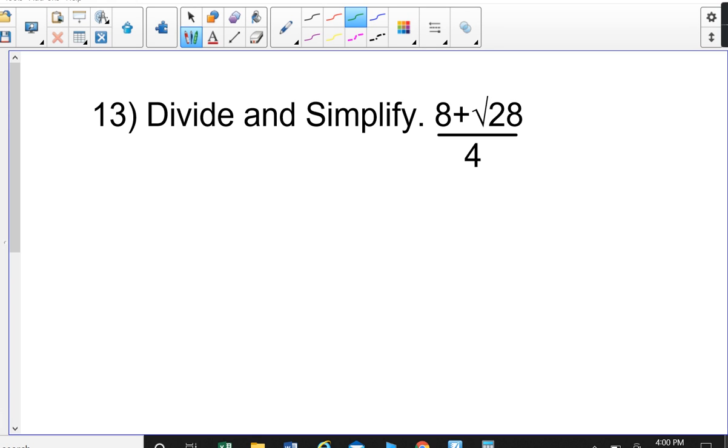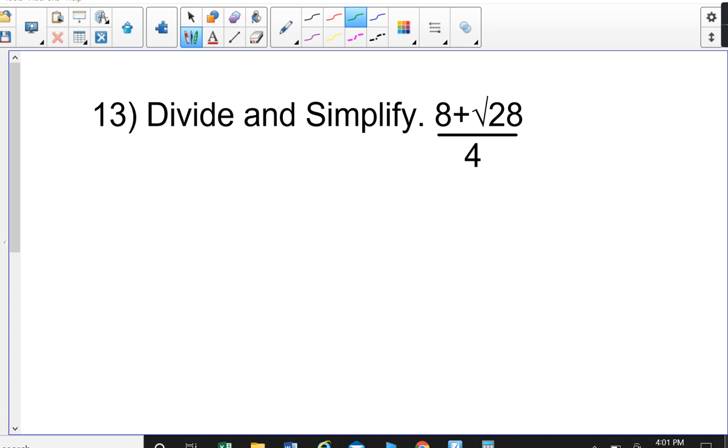Divide and simplify 8 plus square root 28 over 4. Okay, so this problem is different than the other division problems because we are adding something in the numerator. And what that means is that both of those terms are getting divided by 4.